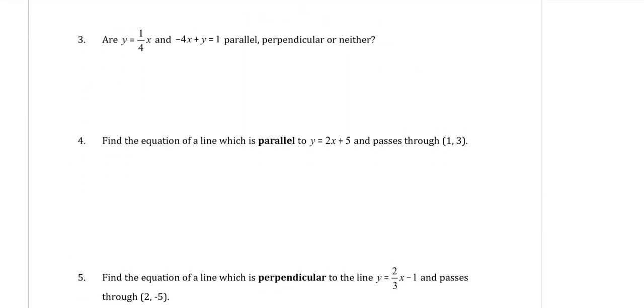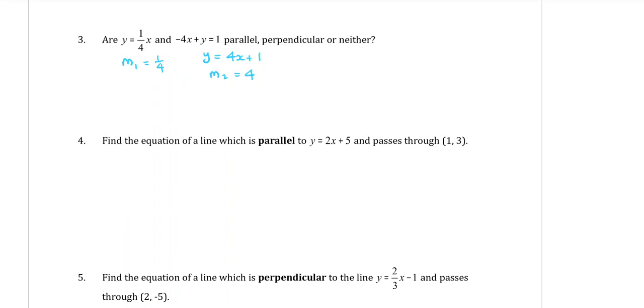Question 3. Are those lines parallel, perpendicular, or neither? So we have a third one of these. The first one is in the right form, so m1 is equal to a quarter. The second one is not in the right form, but the y is positive here, so let's leave it where it is and move the minus 4x across to be a positive 4x plus 1. That would mean that m2 is equal to 4.